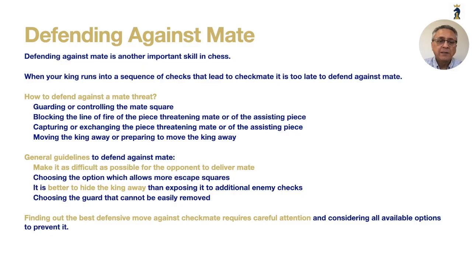Some general guidelines to defend against mate. Make it as difficult as possible for the opponent to deliver mate. And it is better to hide the king away than exposing it to additional enemy checks. Finding out the best defensive move against checkmate requires careful attention.